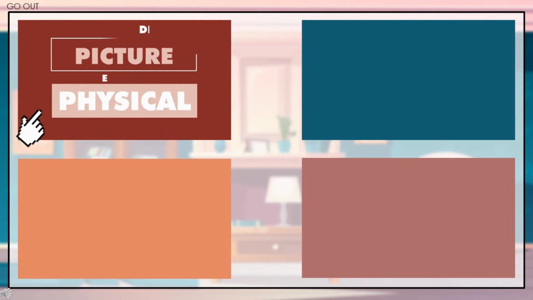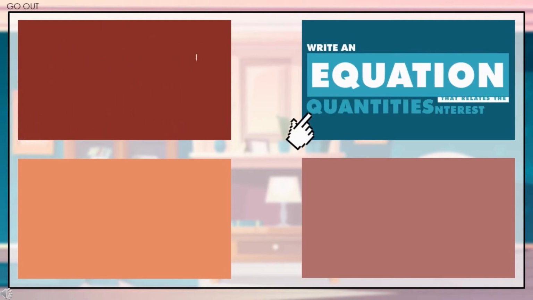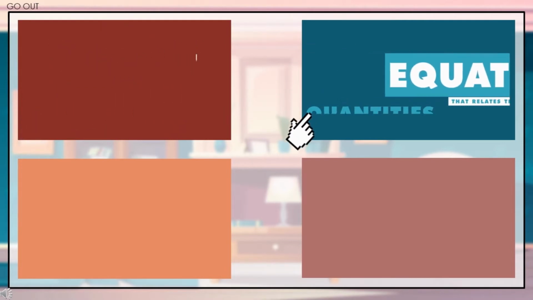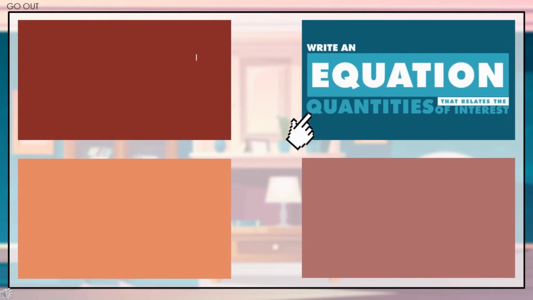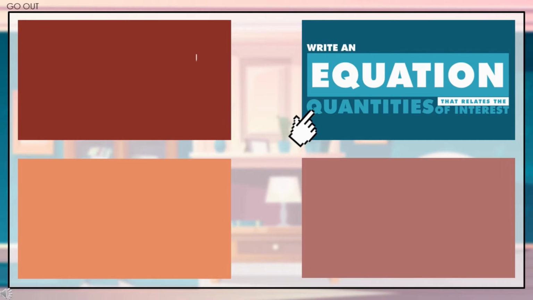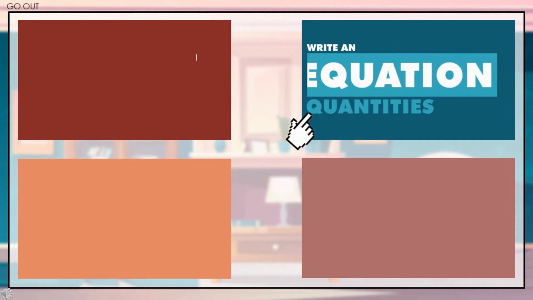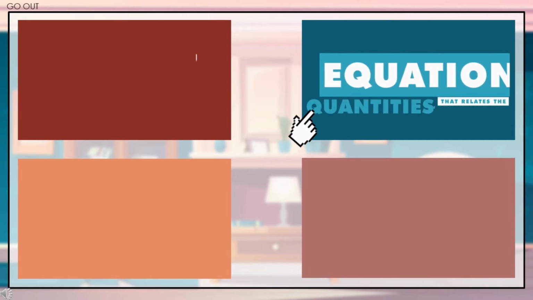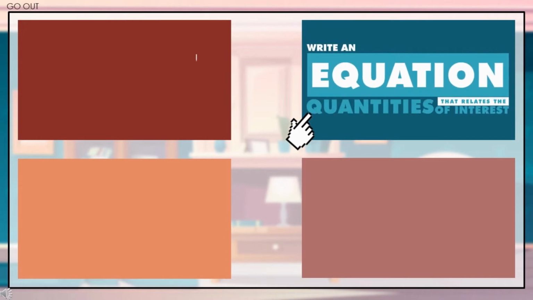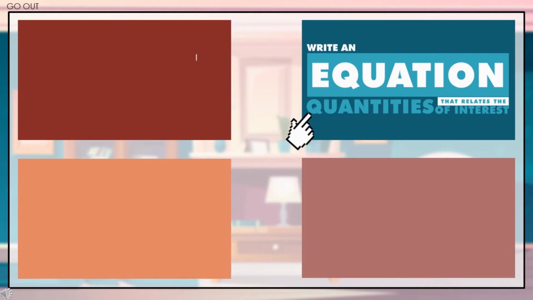The second step is to write an equation that relates the quantities of interest. In this step, you can use almost every equation or formula you know. Just keep in mind that you have to relate the different variables in a problem together. This equation can be geometric, trigonometric, or theorems, like the Pythagorean theorem.